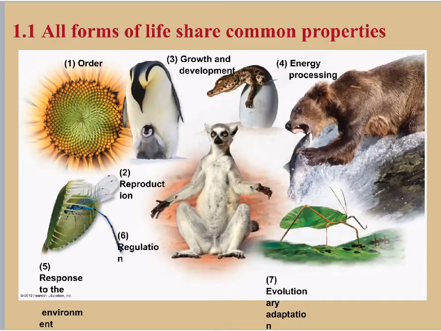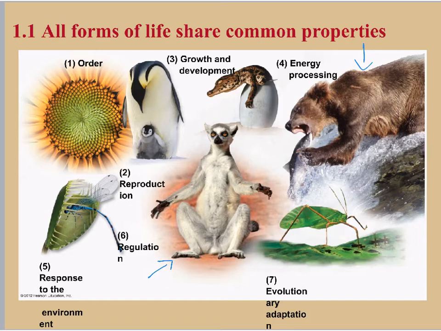We'll skip this slide. All right, so one of the themes in biology is that all forms of life have some pretty common things that they share. So whether you're a single-celled amoeba or a paramecium or a brown bear, actually a grizzly bear like you see here, or a lemur or a giraffe or a cat or a dog, whatever the case may be, all living organisms share these 7 things.